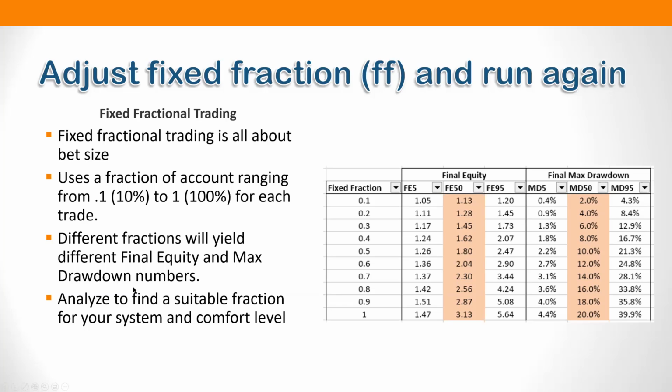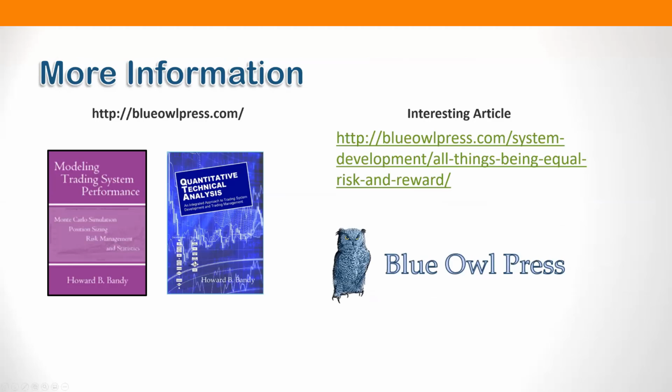And then you analyze the results to find a suitable fixed fraction for your system and comfort level. You'll see wildly varying results depending on how much of the account you're willing to trade on each trade. Where did this information come from?